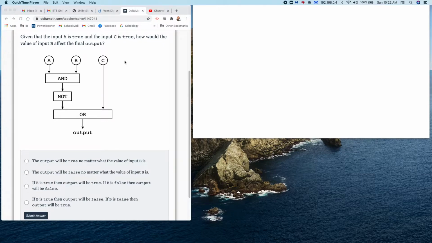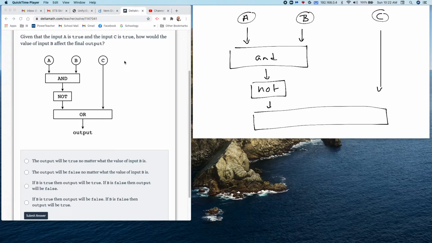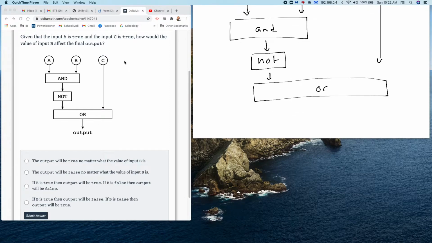So if I draw this logic diagram, I get A and B and C, and go down here, and we have an AND feature. Remember, that's only going to give you true if both A and B are true. We got a NOT feature in here. Remember, that's going to spit out the opposite of what went into it. Go down to here, and together we have an OR. So that's going to spit out true if either one input or the other input is true, and then we'll be left with an output.